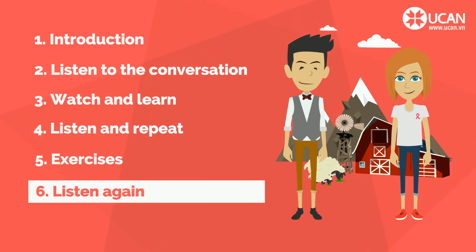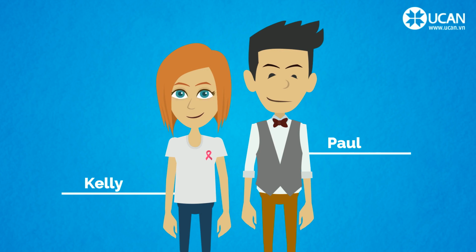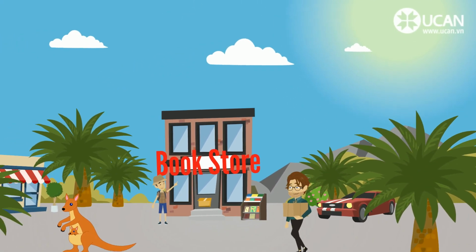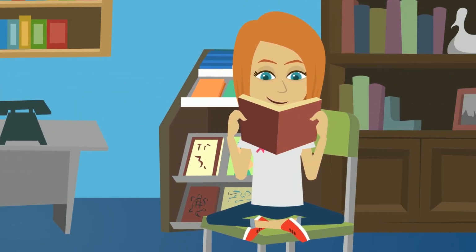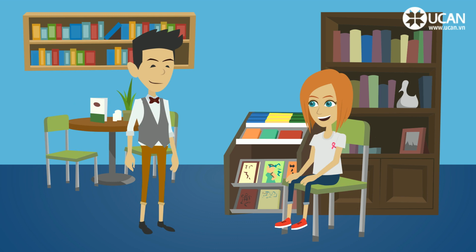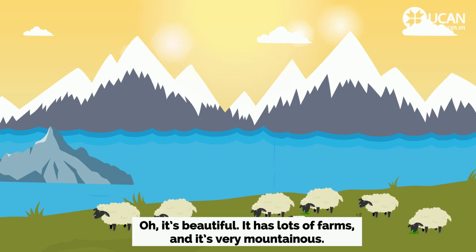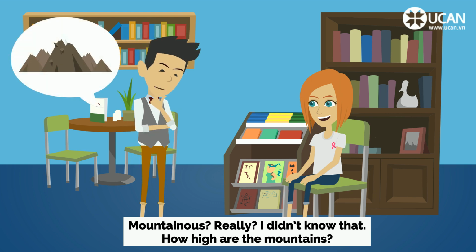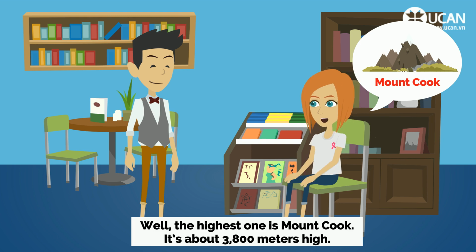Number 6. Listen again. So, what's New Zealand like? Oh, it's beautiful. It has lots of farms and it's very mountainous. Mountainous? Really? I didn't know that. How high are the mountains? Well, the highest one is Mount Cook. It's about 3,800 meters high.